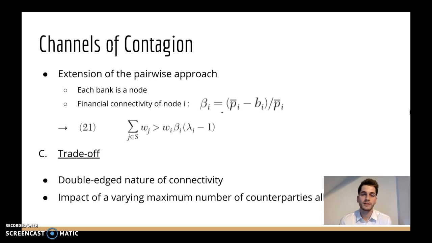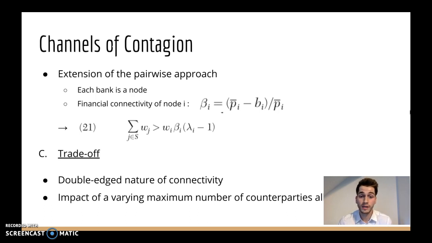Connectivity can be measured as the number of banks from which one other bank borrows. But it can also be measured as the size of a bank's interbank liabilities. Studies have been made to study the impact of a varying maximum number of counterparties allowed per bank, while the average number of lending counterparties per bank remained unchanged. We are thus in a core-periphery system, and the higher the maximum, the more concentrated is the core.